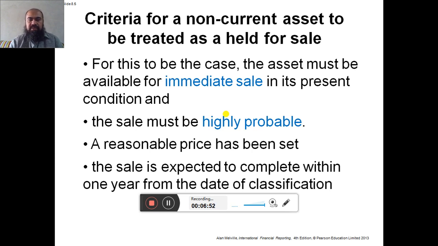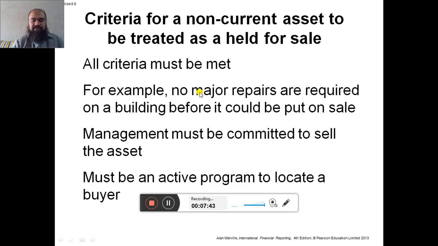In these two conditions, you see that the organization must have a decision and intention to sell it immediately. Secondly, its sale must be highly probable. It means there must be a market where this asset could be sold. An available market should be there. There should be a reasonable price set. Obviously, when there is a proper market, a reasonable price should be available. And finally, the sale is expected to complete within 1 year from the date of classification. All four conditions refer to a situation in which an asset is going to be sold within 1 year under normal circumstances.